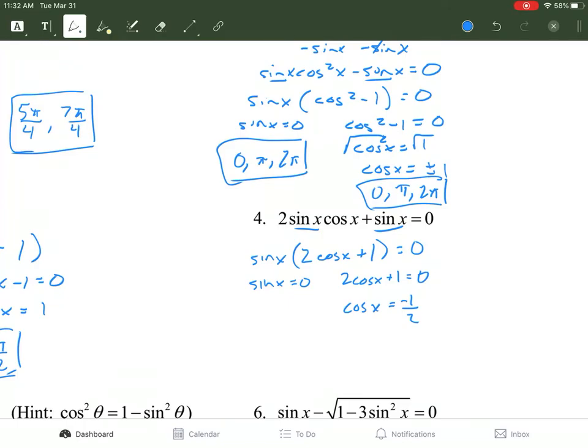So now we got to figure out where sine of x is equal to 0, which we have right above us, at 0, pi, and 2 pi. Then we have to find out where the x values are negative 1/2, and those are in two spots, 2 pi over 3 and 4 pi over 3.